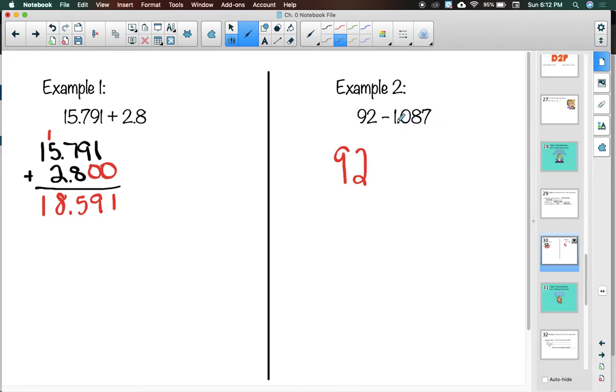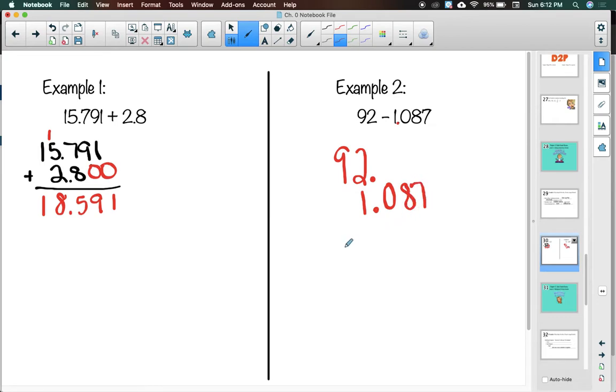So we have this decimal here. We have to line it up, but I don't see a decimal in the 92. Remember, if you have a whole number, the decimal comes at the end. So I've got 92, then my decimal point. Now I can line up underneath it 1 and 87 thousandths.